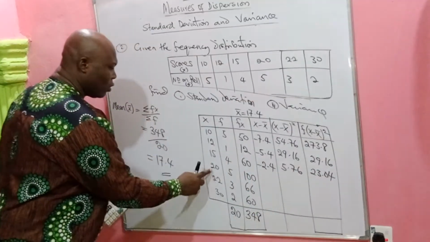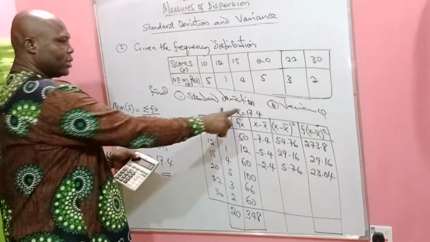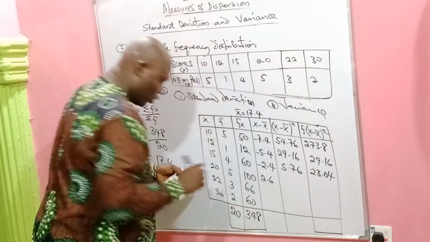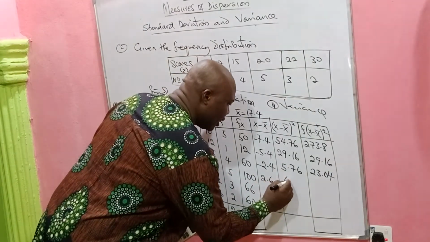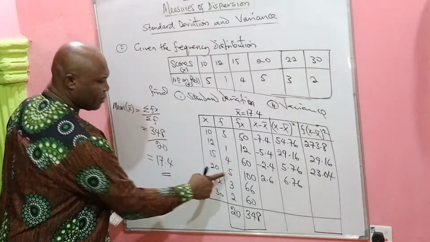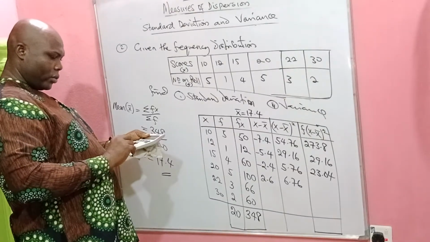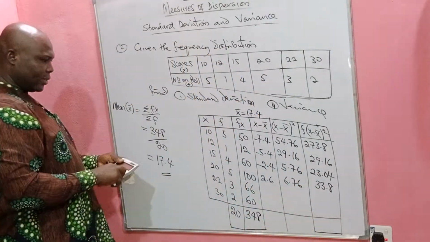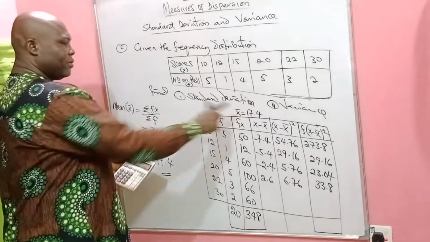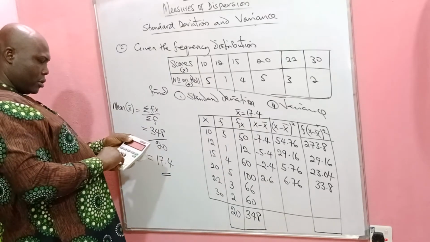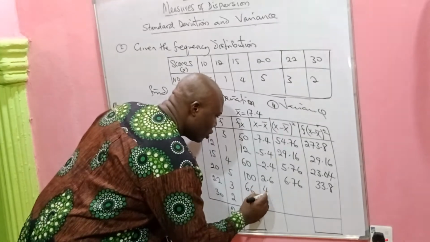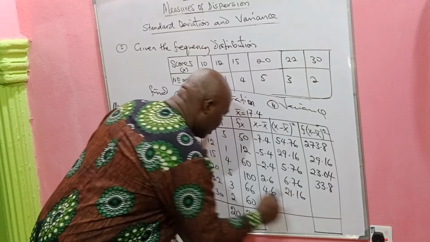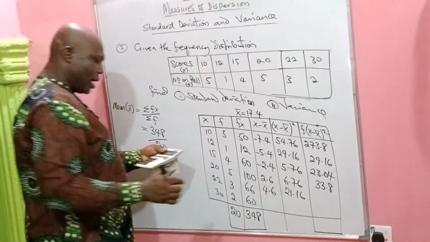So we take the next one, which is 20. 20 minus 17.4, you have 2.6. You square it, 6.76, and multiply by the frequency of 5, 33.8. So we take the next one, 22 minus 17.4, 4.6. You square 4.6, 21.16, and then multiply by frequency of 3. So you have 63.48.